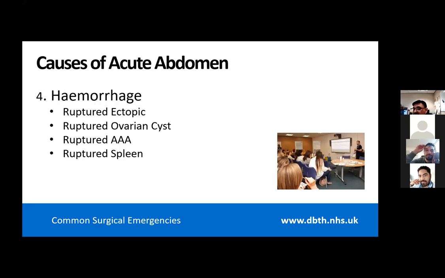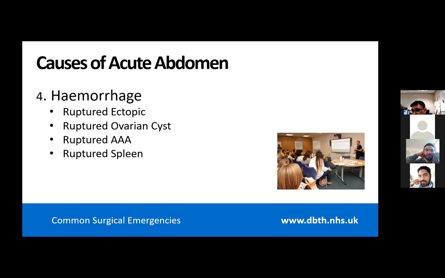Hemorrhagic causes of the acute abdomen, like the rupture of an ectopic pregnancy, or a ruptured ovarian cyst, particularly if ruptured on the right side, then the symptoms look similar to appendicitis. And normally, if we're not reaching the diagnosis, we do a diagnostic laparoscopy, and we can find some ruptured ovarian cyst, which can give the acute symptoms of acute abdomen.